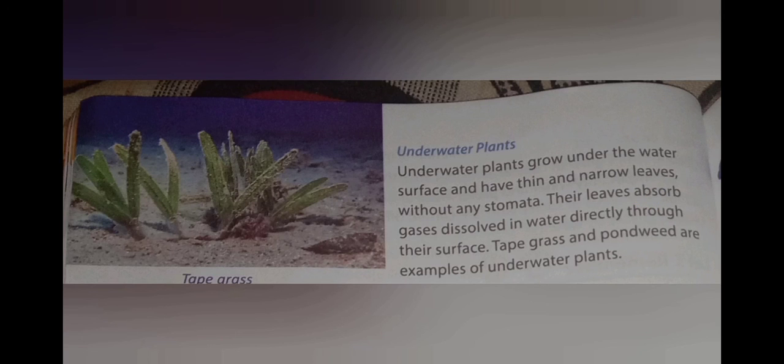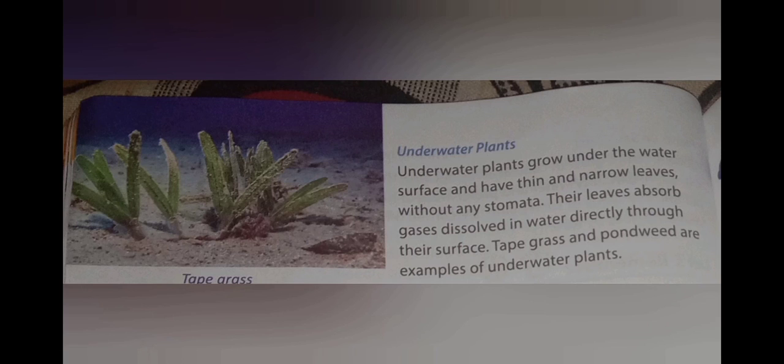Okay children, so now let us look into the last type, underwater plants. Underwater plants grow under the water surface and have thin and narrow leaves without any stomata. So the plants in the water, inside the oceans, don't have any stomata, the tiny pores. Their leaves absorb gases dissolved in water directly through their surface. Tape grass and pondweed are examples of underwater plants.